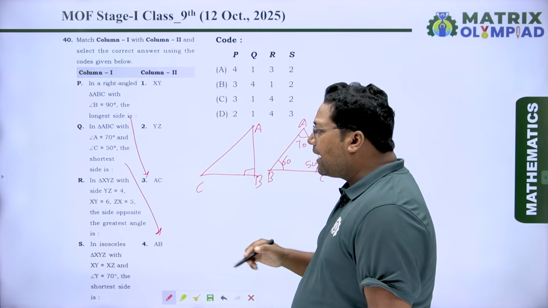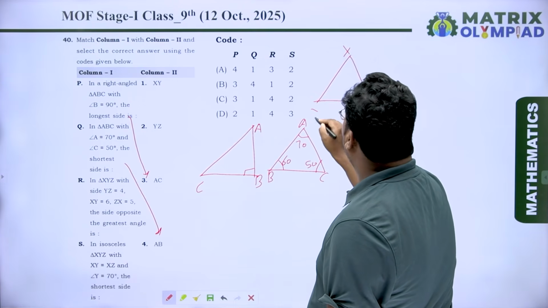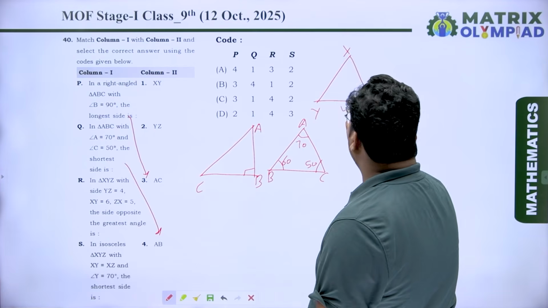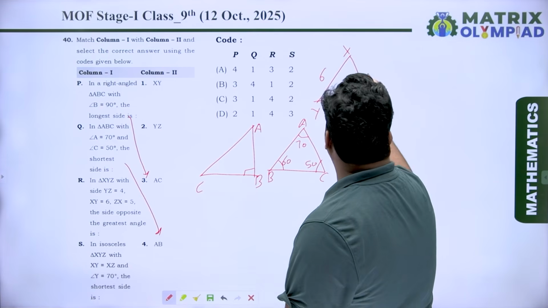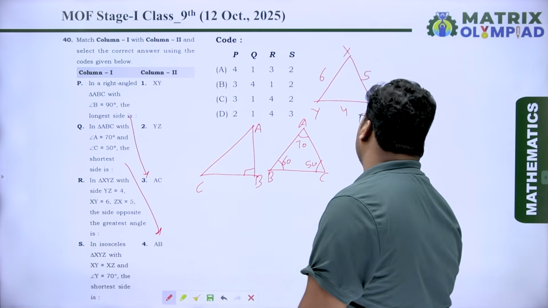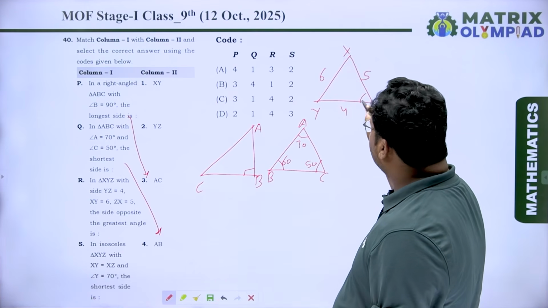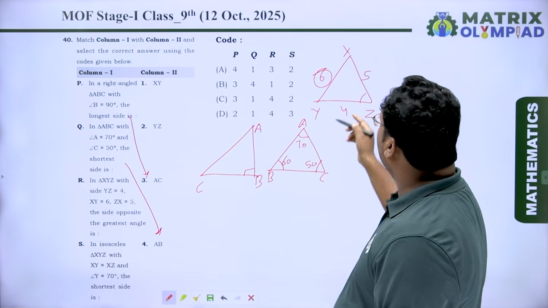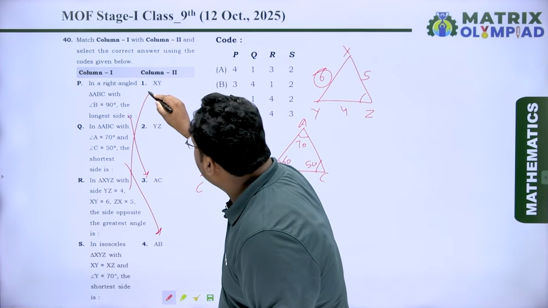Next, another triangle is given, triangle XYZ. In triangle XYZ, side YZ equal to 4 centimeter, XY equal to 6 and ZX equal to 5 is given. The side opposite the greatest angle is. Here you can see the greatest angle is angle Z, so the opposite of this angle is the side of 6 centimeter. The side of 6 centimeter is XY. So for 3, the first one is true.